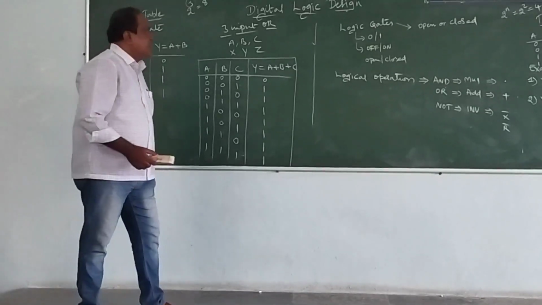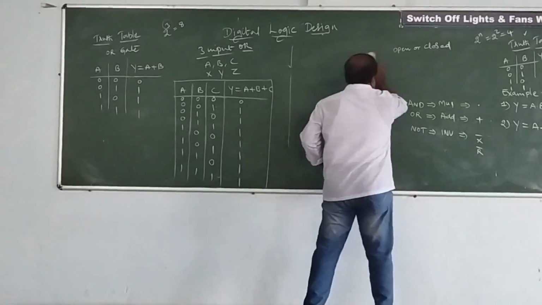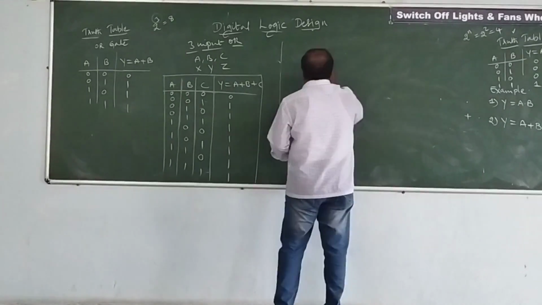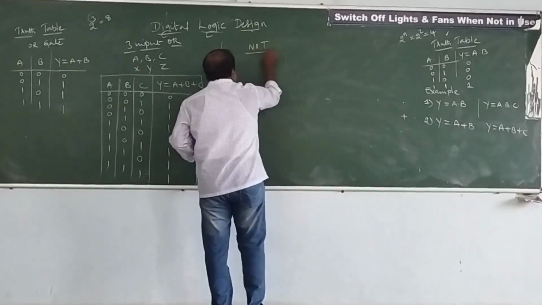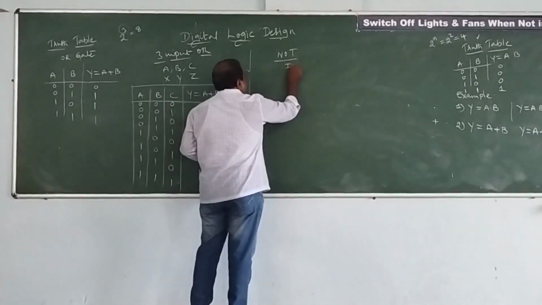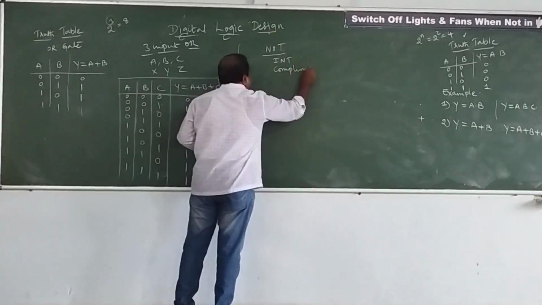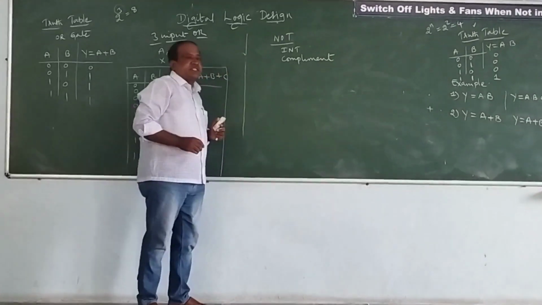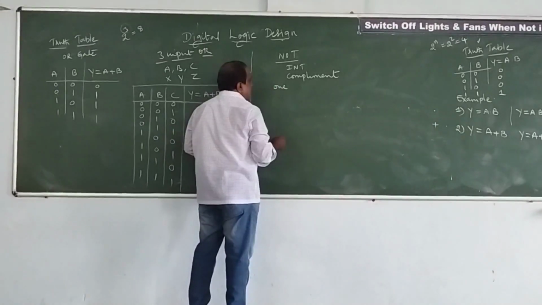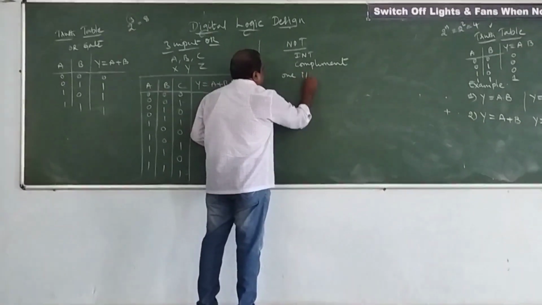Now the third basic gate is called the NOT gate. What is NOT? NOT is called the inverter. We used to call it an inverter or complement. So what is a complement? This gate has only one input and one output. It's not similar to the AND gate or OR gate. It has only one input and one output.